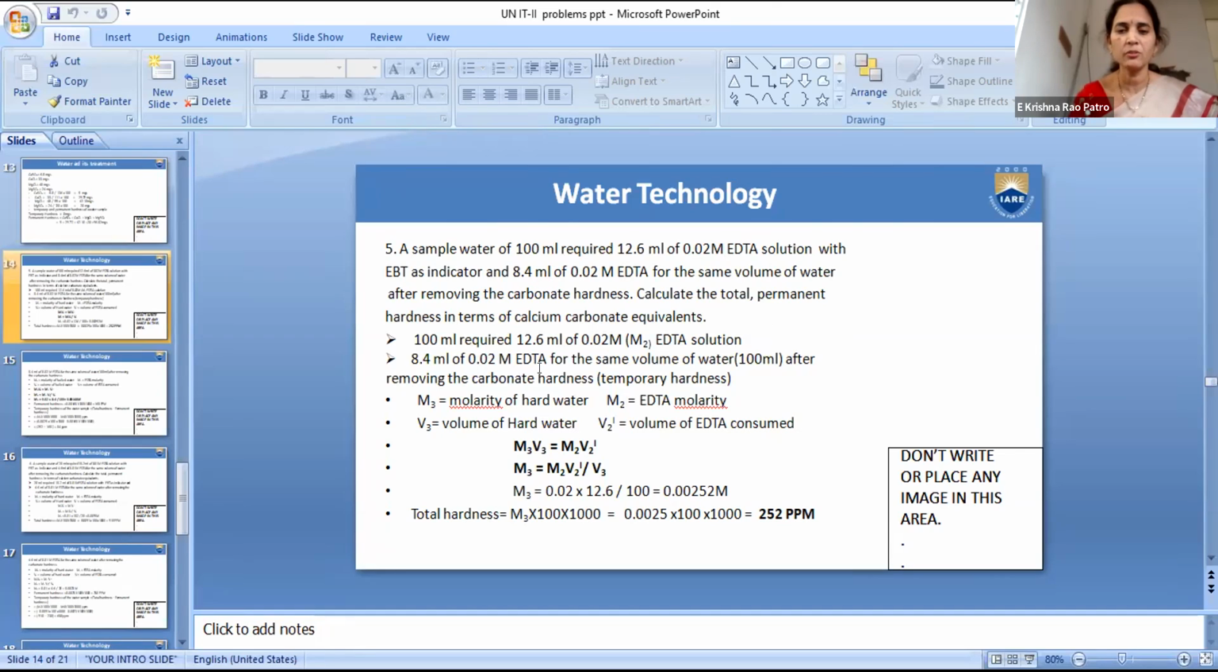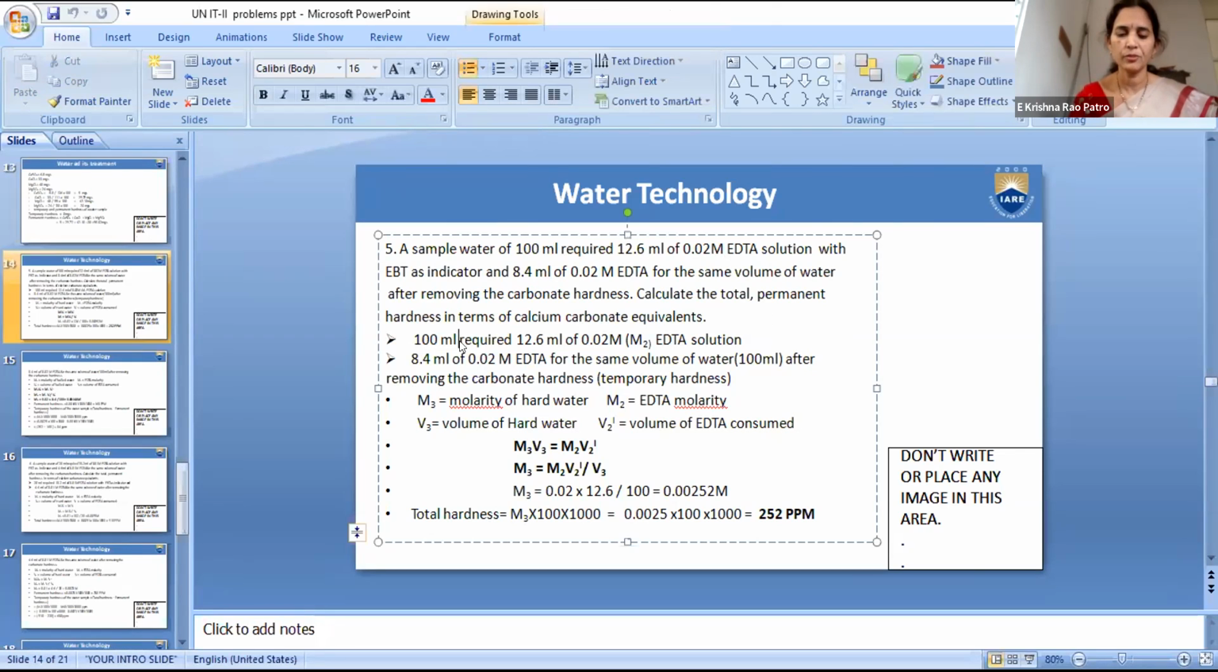Now all of you write down: 100 ml of water sample required 12.6 ml of 0.02 molar EDTA solution.